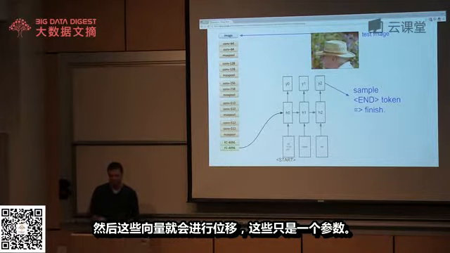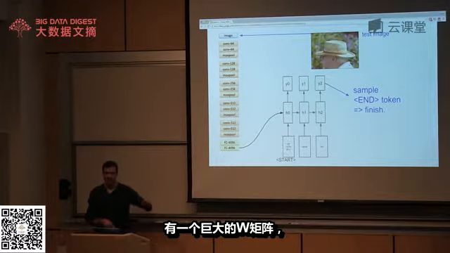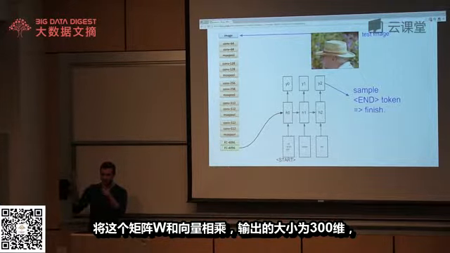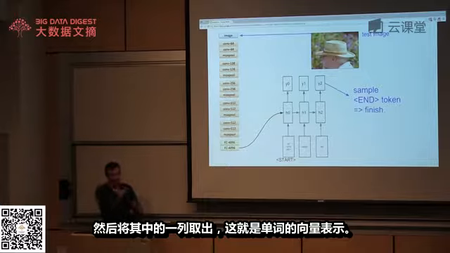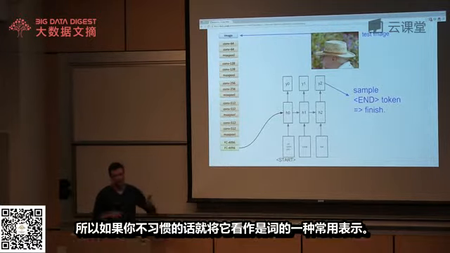They're just a parameter. Another way to think about it is it's, in fact, equivalent to having a one-hot representation for all the words, and then you have a giant W matrix where you multiply W with that one-hot representation, and if that W has 300 output size, then it's effectively plucking out a single row of W, which ends up being your embedding. So it's kind of equivalent. So if you don't like those embeddings, just think of it as a one-hot representation.